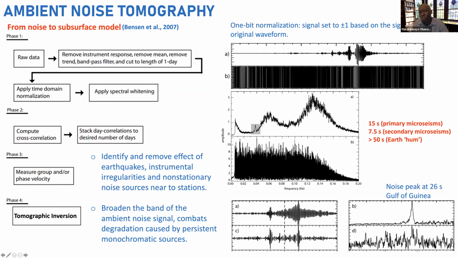There are many methods to do this. If you check this paper, there are about four or five methods, but there's one common method that people use, and that's simple, what we call the one-bit normalization. Basically, in this method, we just turn all of the amplitudes, depending on their polarity, to either a positive one or negative one. And so you have data with a consistent amplitude. What happens here is that you lose the amplitude information.